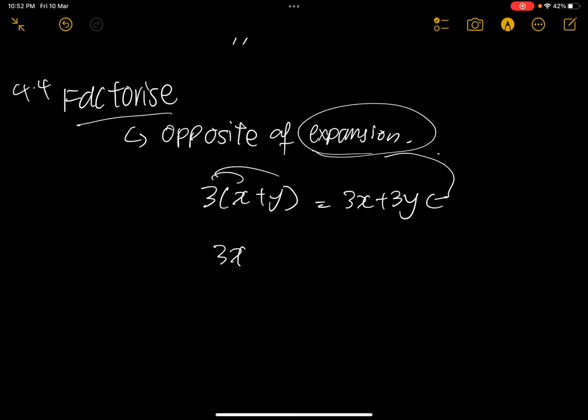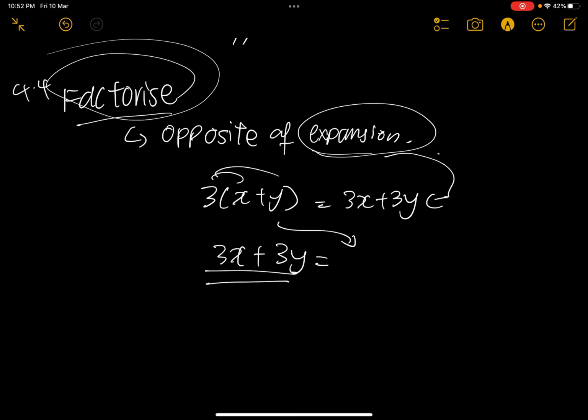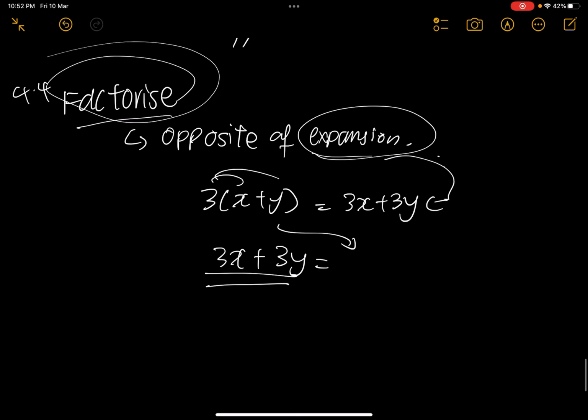Okay, I want to get this. So they'll give us this question and I want to factorize. Factorize, how to factorize? I want to basically write this algebraic expression as a product of its factors, meaning I take out whatever that's common. Now I can see 3 is common, right? So I can take out 3 bracket x plus y.